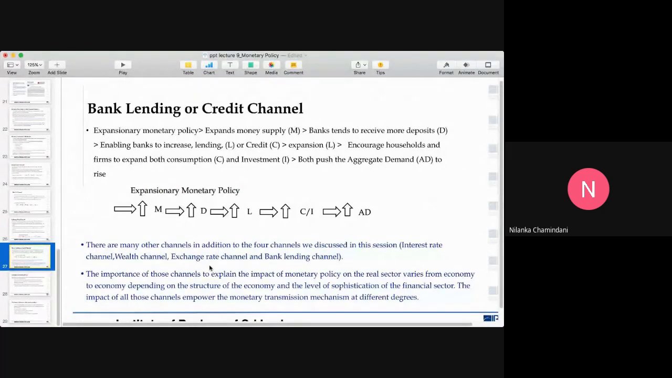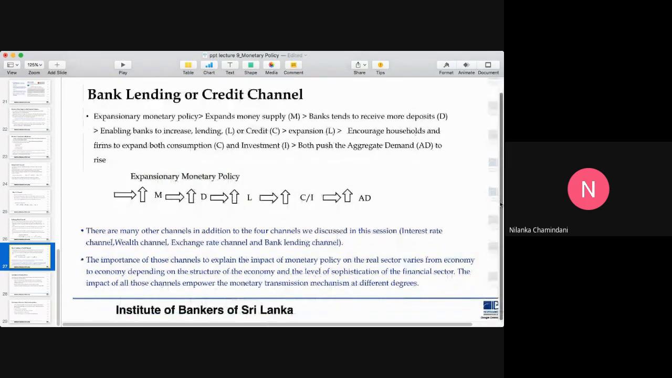As I told you, there can be other channels as well, but I just wanted to discuss these 3-4 channels, because then you can have an idea in case you have to explain how monetary policy changes will impact the other markets. Then you can tell this is the way it is going to impact the other segments of the economy.